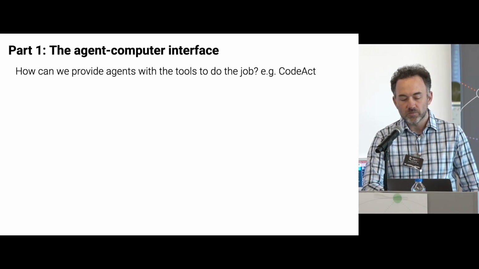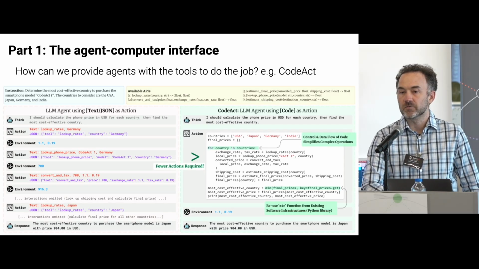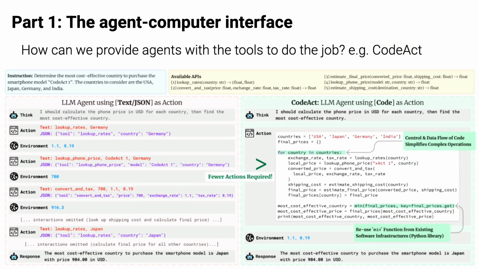So how can we provide agents with tools to do the job? The way that we decided to provide agents with tools to do the job is instead of having a lot of complex tools that we designed specifically for computers, we just let them write programs. The reason is programs are typically the way that humans communicate with computers. So if we allow the agents to write computer programs, that allows them to do most of the things that humans can do with computers.